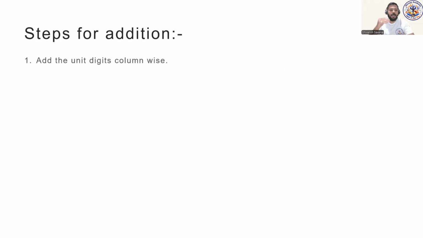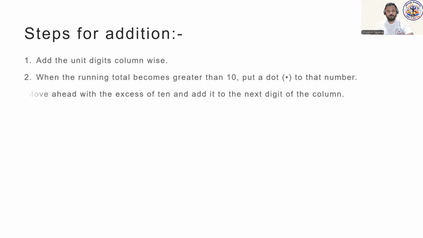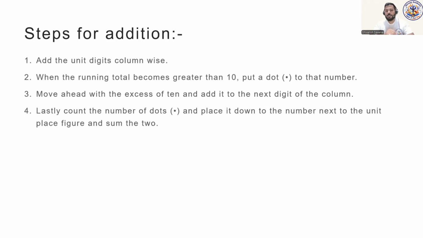So, firstly, we add the unit digits column wise. As we all know, the column addition method, column multiplication method, column subtraction method. Same way, we have to add the unit digits column wise. Then, when the running total becomes greater than 10, we have to put a dot to that number. Step 3, move ahead with the excess of 10 and add it to the next digit of the column. And lastly, count the number of dots and place it down next to the unit place figure and sum both of them.